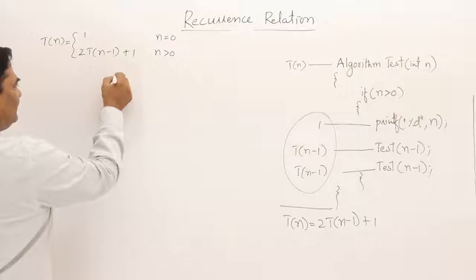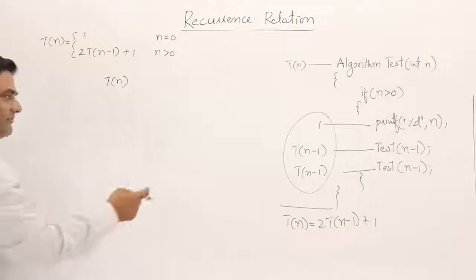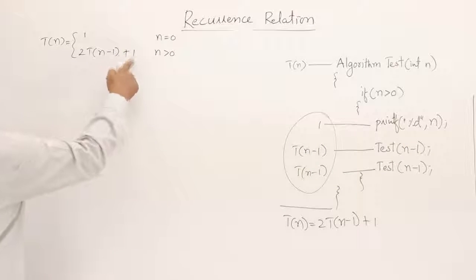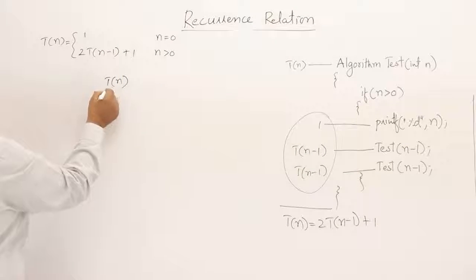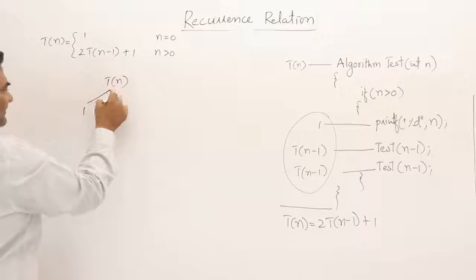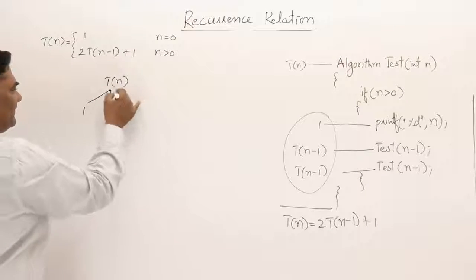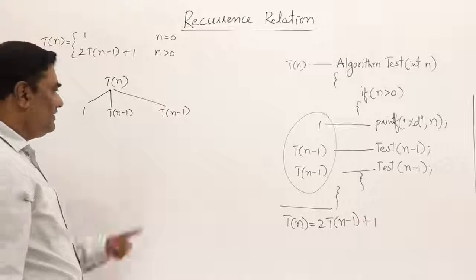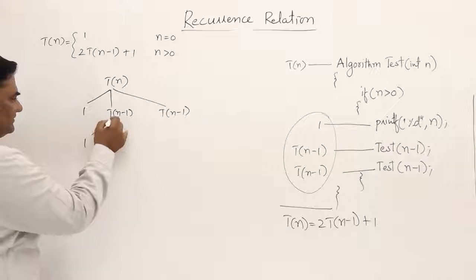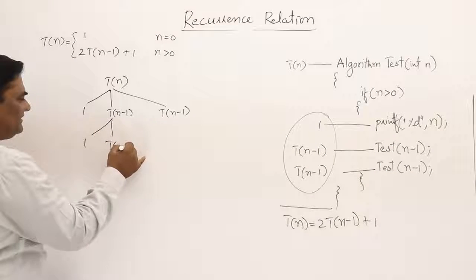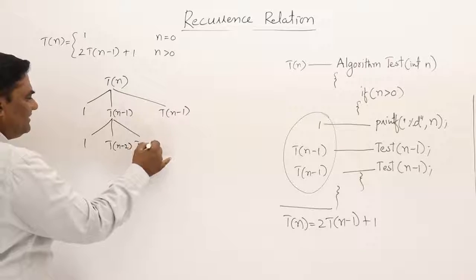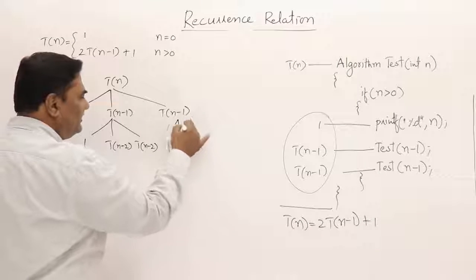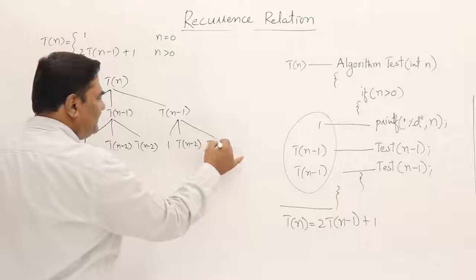T(n). Now from the algorithm I can see it is printing and calling itself 2 times. For printing it takes 1 unit of time, and then it calls itself for n minus 1 and again calls itself for n minus 1. Then what about this? This again 1, and calls itself for n minus 2, calls itself for n minus 2, and this also 1 and T(n minus 2) and T(n minus 2).